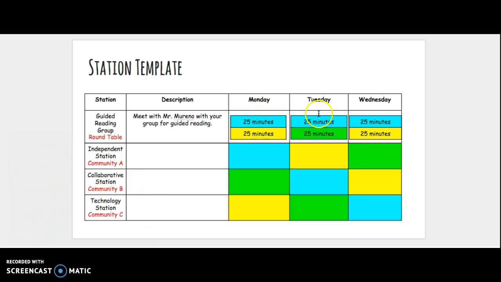So the blue group will meet with me for the first 25 minutes of guided reading time. My middle group, which is the yellow group, will meet with me twice during the rotation. My green group, who is the highest group, will meet with me once. The station rotation is 60 minutes, and this gives me 10 minutes in between to go check up on the independent station, collaborative station, and technology station. And as you can see, they will go to each station once every week.